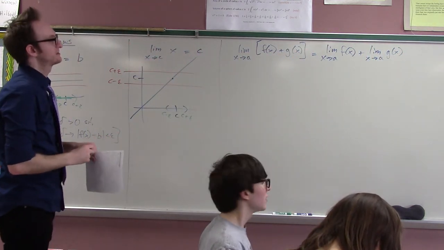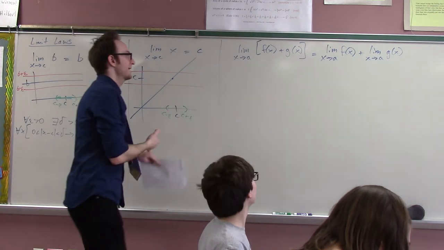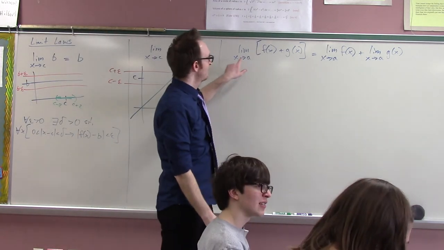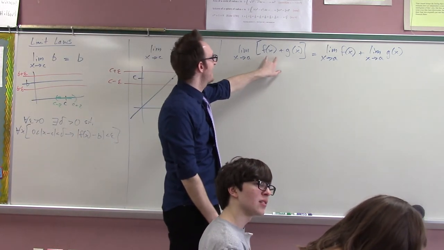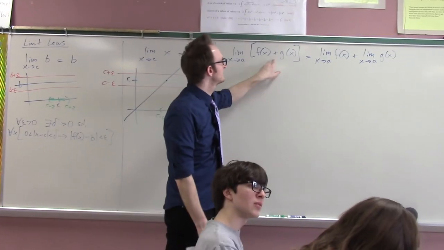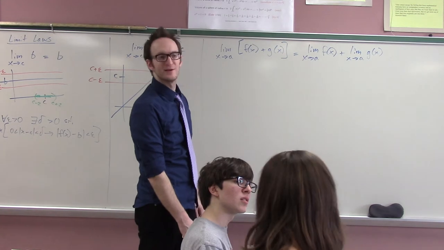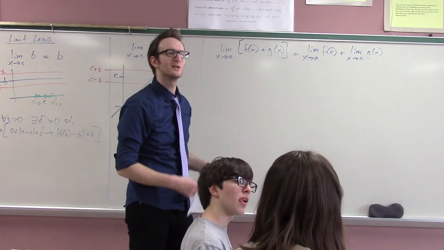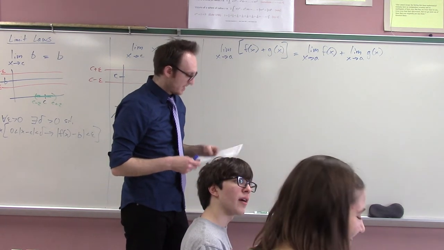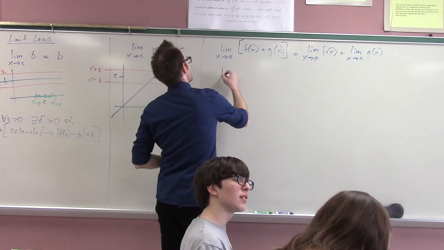My common sense proof of this is that if, as x gets really, really close to a, the sum of these two functions gets really close to some number, it's not even worth talking about. It's just like dumb. You believe me? Good. You can do a proof of this.